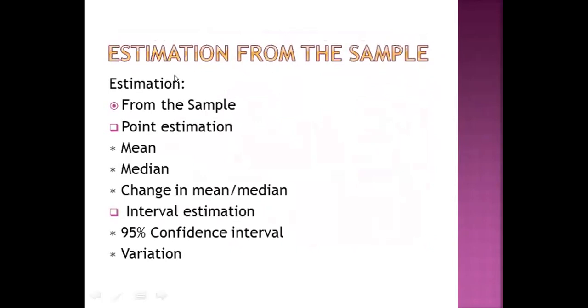Therefore, estimation from the sample may be a point estimate. We can measure the mean, median, or change in the mean or median, or it may be interval estimation, which is denoted by the 95% confidence interval.